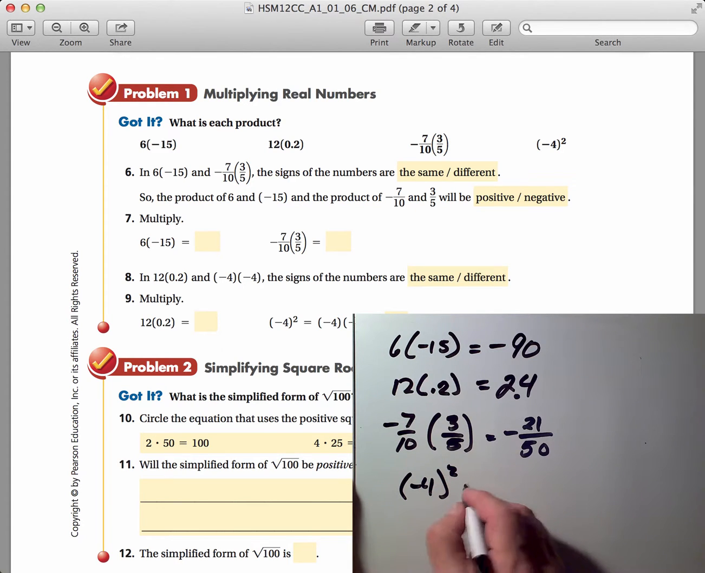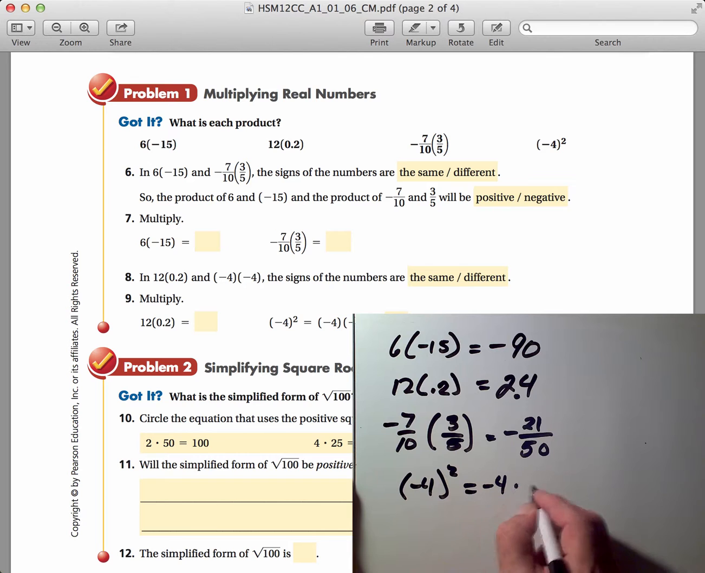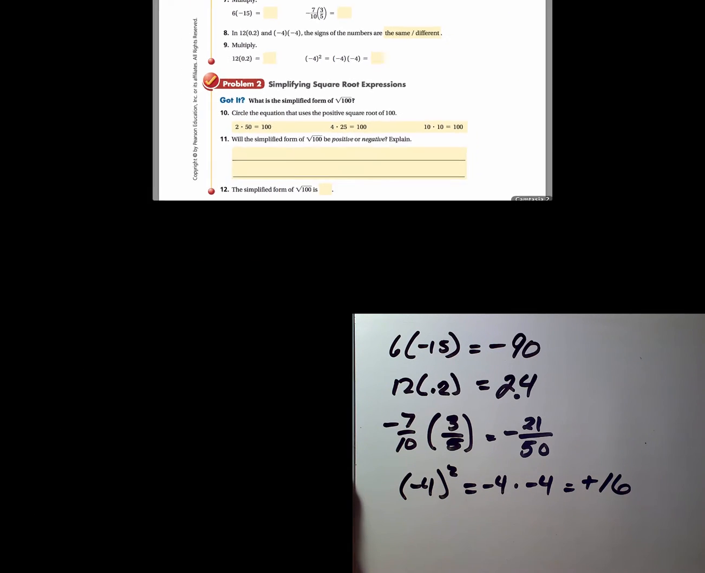The next one is a negative 4 squared. Well, that's the same as saying negative 4 times negative 4. Since they're both negative, we know it's going to be a positive number here, and 4 times 4 is 16.